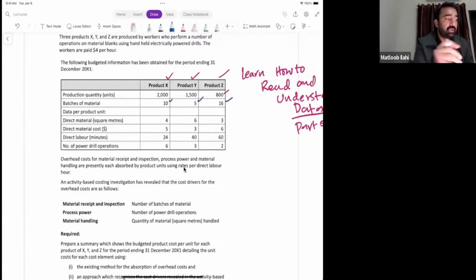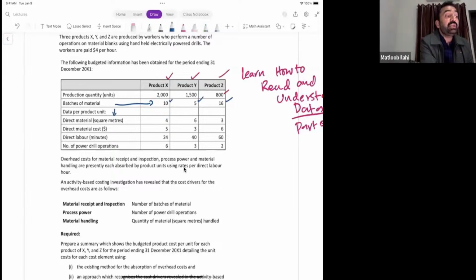Data per product unit. It means this data is not per product unit. This data is total. Batches of material 10, 5, 16. This is total data for total production. Now you are told that this is per unit data.